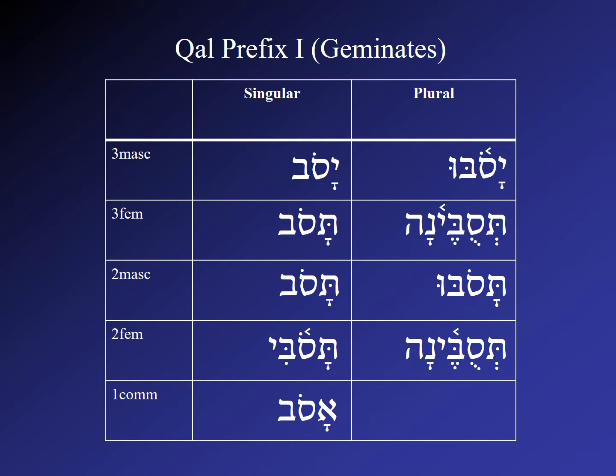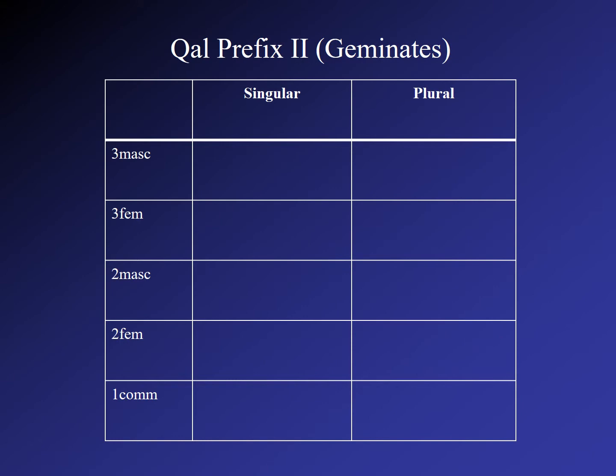Tasobu, tesubena, nasov. So this is one way of forming the cal prefix of a geminate root. The other way of forming the cal prefix of the geminate root looks like this, yisob. Here we have the hirek under the prefix, looks like a regular cal of a strong root. Notice here we have a gemination or a doubling of the samech rather than of the bet.